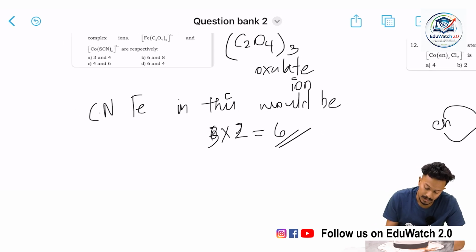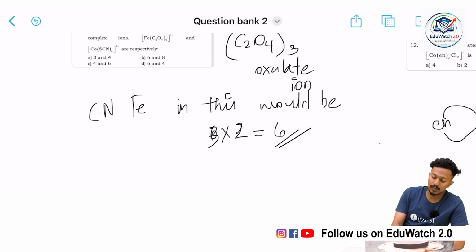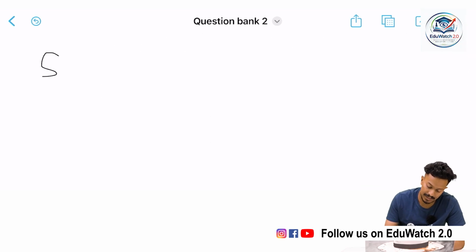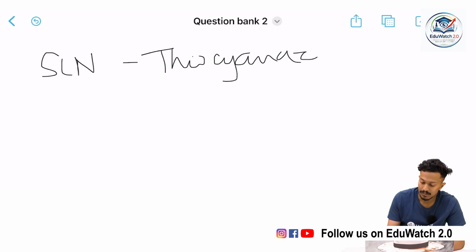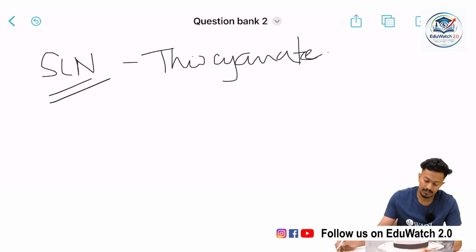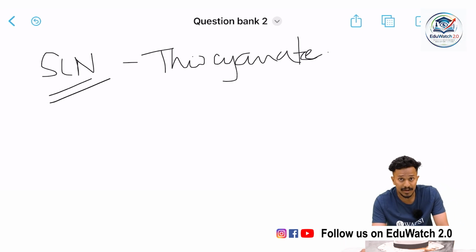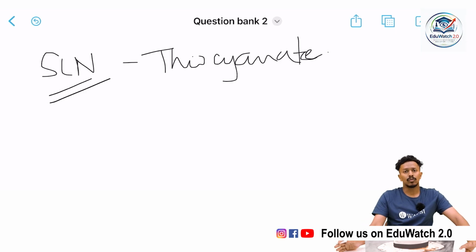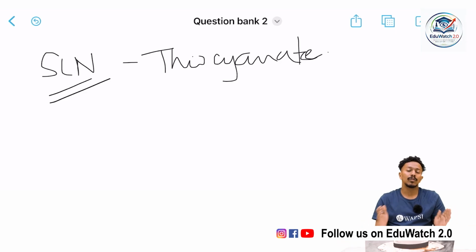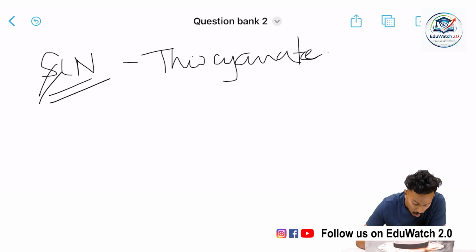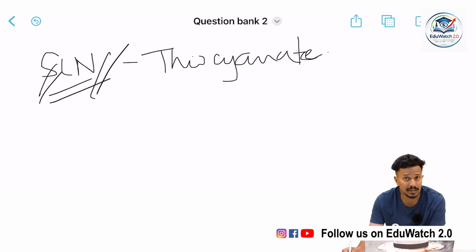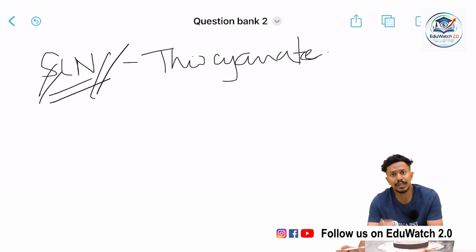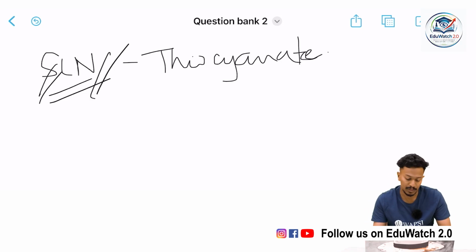Now we look at SCN, thiocyanide, which is a unidentate ligand, right? It is also an ambidentate ligand, which means it can coordinate through two different centers, either sulfur or nitrogen, but only one at a time on the same compound. So it's ambidentate but a unidentate ligand, so only one coordination number per ligand.